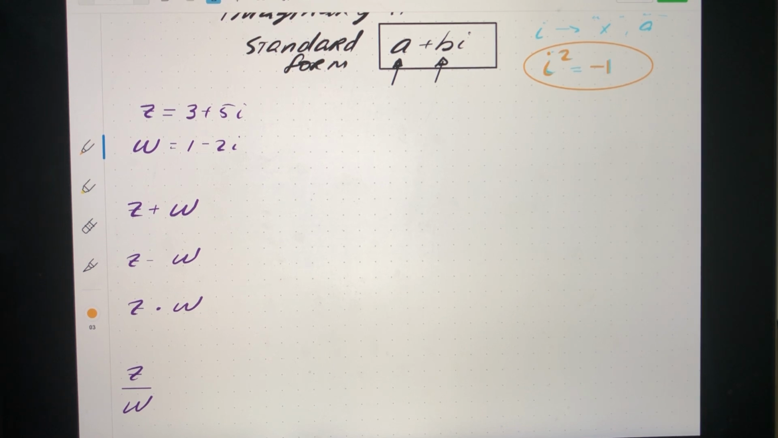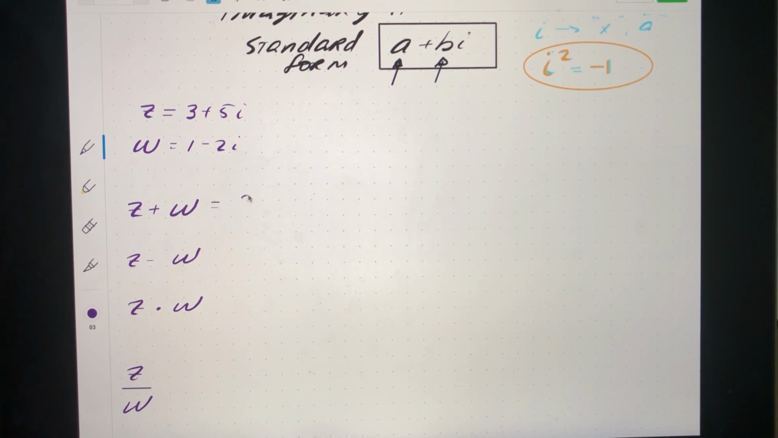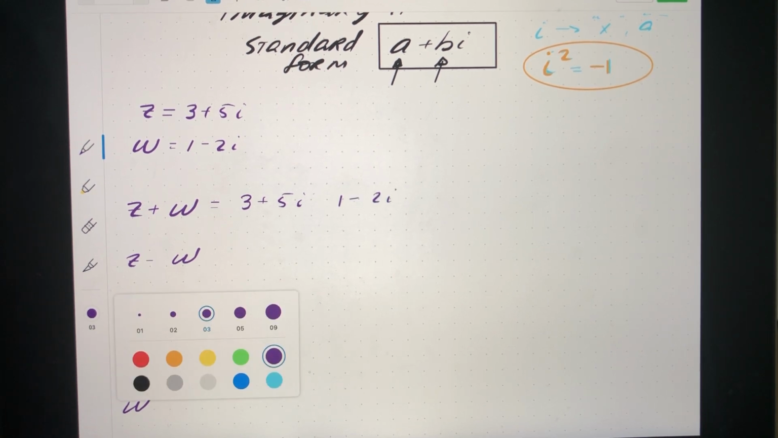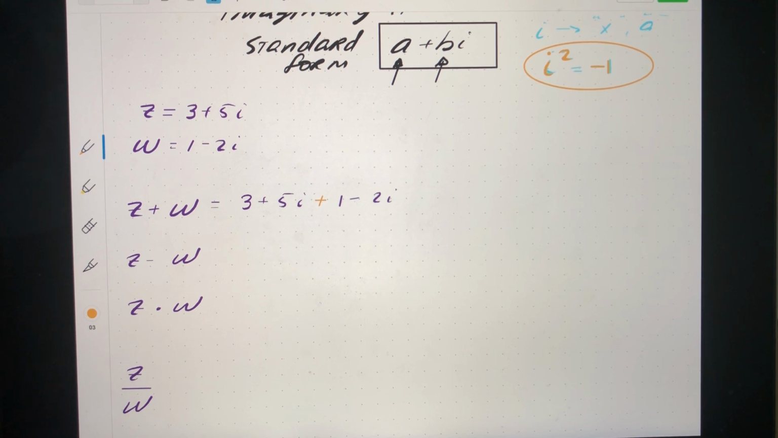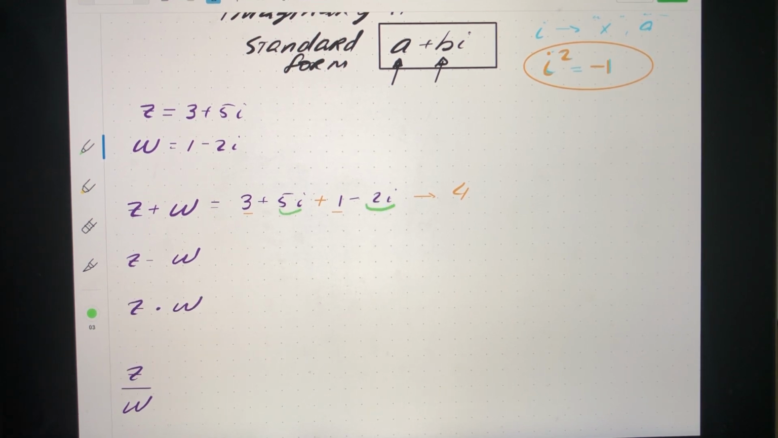So with that, let's do the operations. So z plus w will be the same as having the z and the w with a plus in the middle. And if we have this expression, then we combine like terms. The like terms are numbers with numbers, so 3 and 1 will make 4, and then the i's with the i's, so here is plus 5i minus 2i, that makes plus 3i, and that is the end. So 4 plus 3i is in the correct form. It is in the a plus bi form, and we're done.